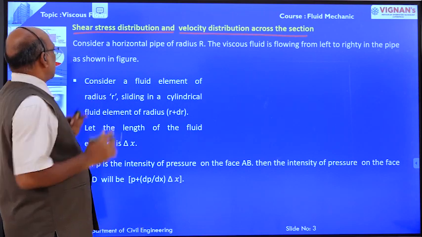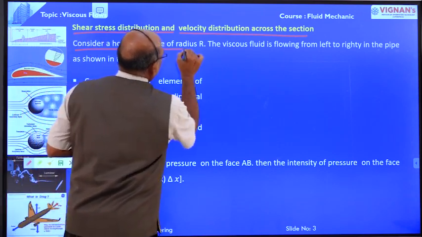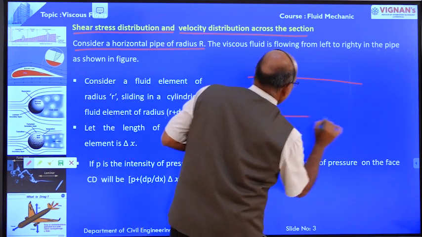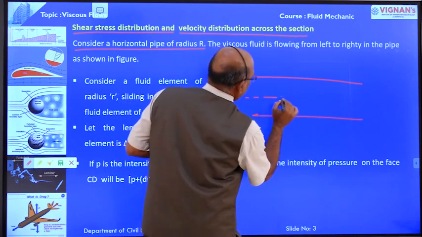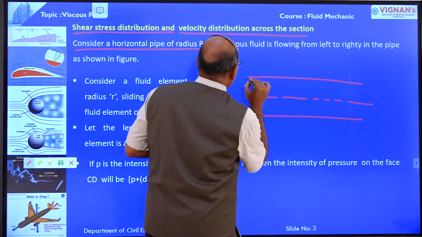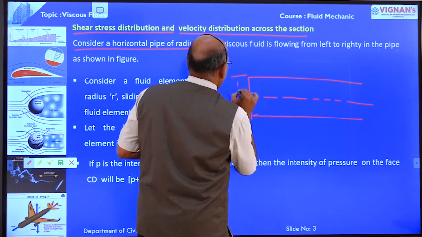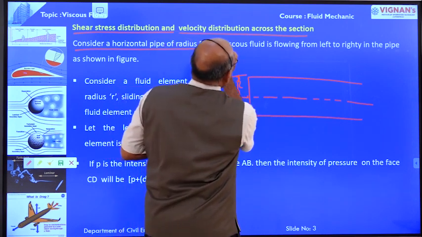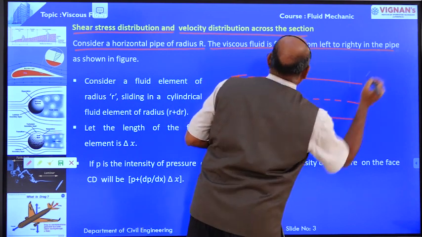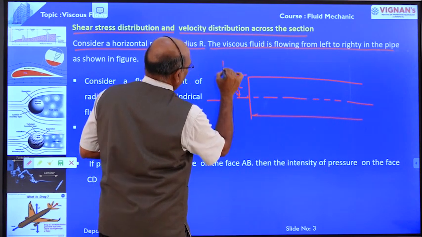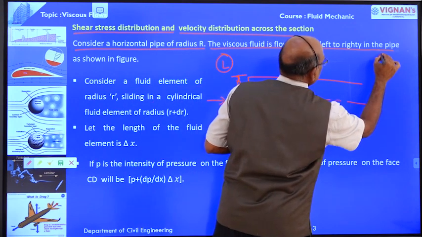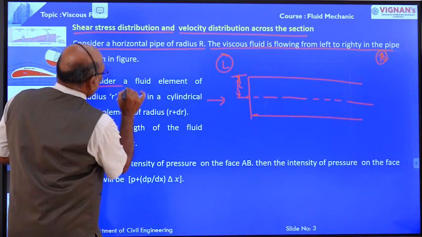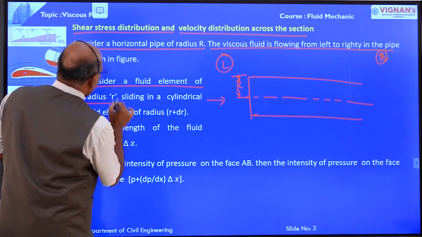For this, consider a horizontal pipe of radius capital R. The viscous fluid is flowing from left to right. This is the left direction. This is the right direction. Left to right. Now, consider a fluid element of radius small r.